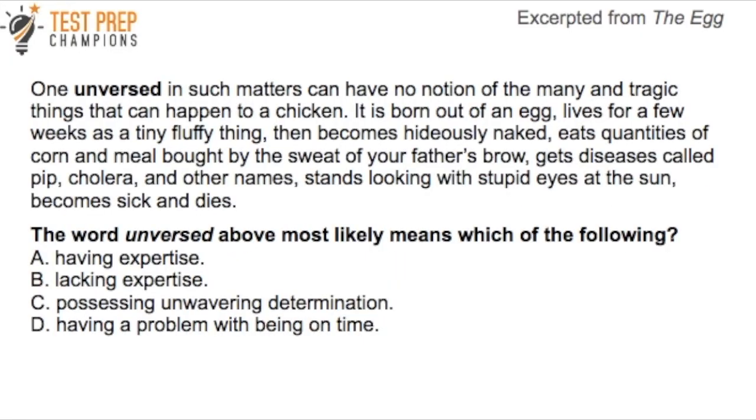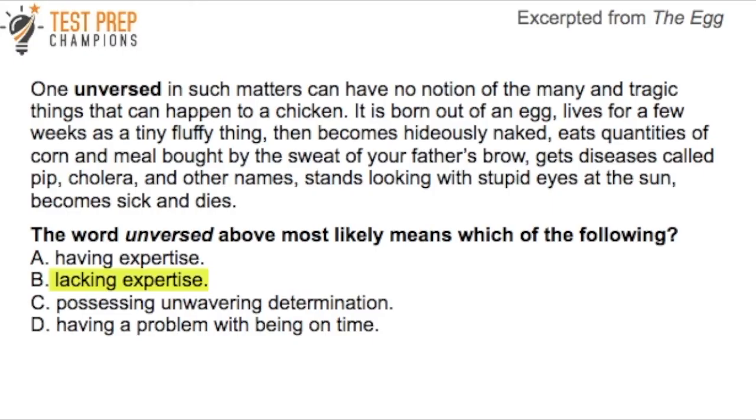So the question is, the word unversed above most likely means which of the following? Is it A, having expertise, B, lacking expertise, C, possessing unwavering determination, or D, having a problem with being on time? So now is your chance to pause the video, try to figure this out, and whenever you're ready, we'll go over the answer. In this case, the answer is B, lacking expertise.